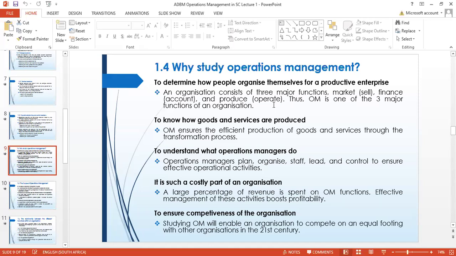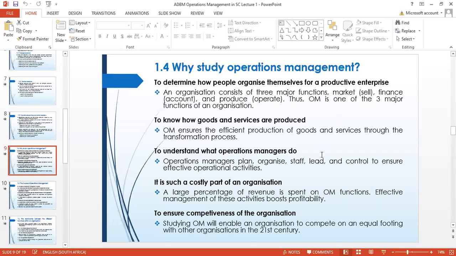Number two, to know how goods and services are produced. So we study operations management. We need to know the goods that we use. They are produced. The cell phone that you are using right now, the laptop that you are using right now, the router that you are using right now, these are products. They are produced. The services that we need when you go to the hospital, when you go to the restaurant, they are produced. We have to know how these are produced.